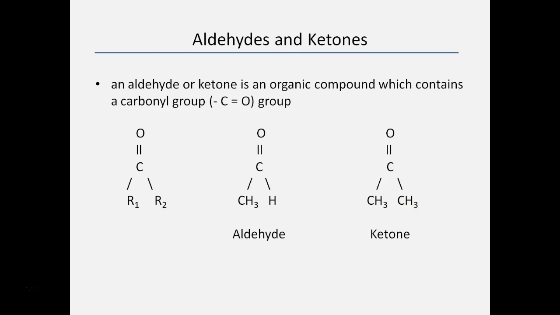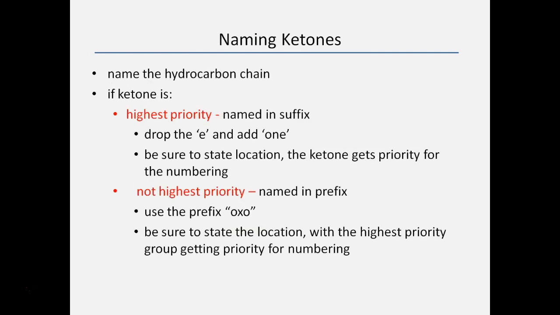An aldehyde and a ketone consist of a carbonyl group. If the carbonyl group is on a terminal carbon at the end of the chain, then it's an aldehyde. If it's on a carbon in the middle of the chain, it's a ketone. Ketones are higher priority than alcohols, but lower than aldehydes.